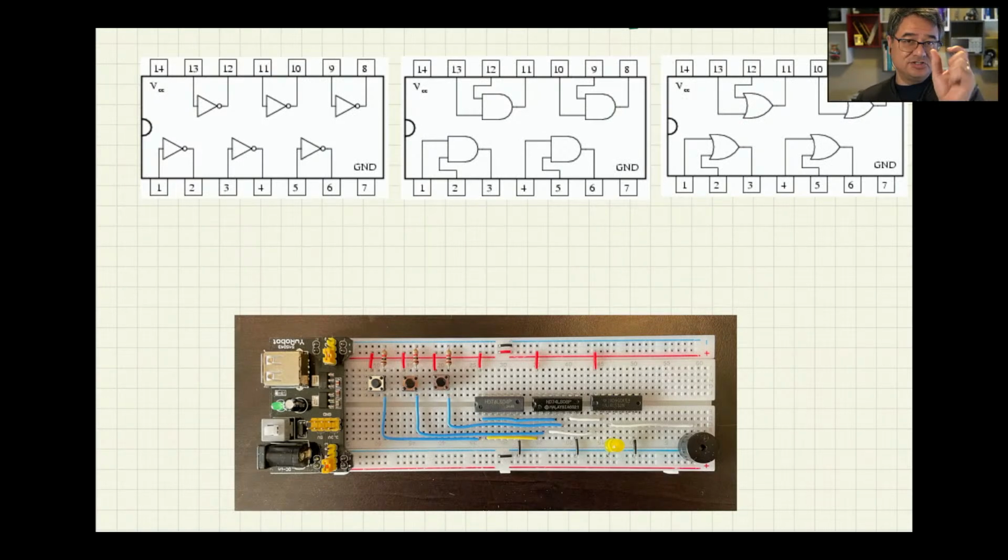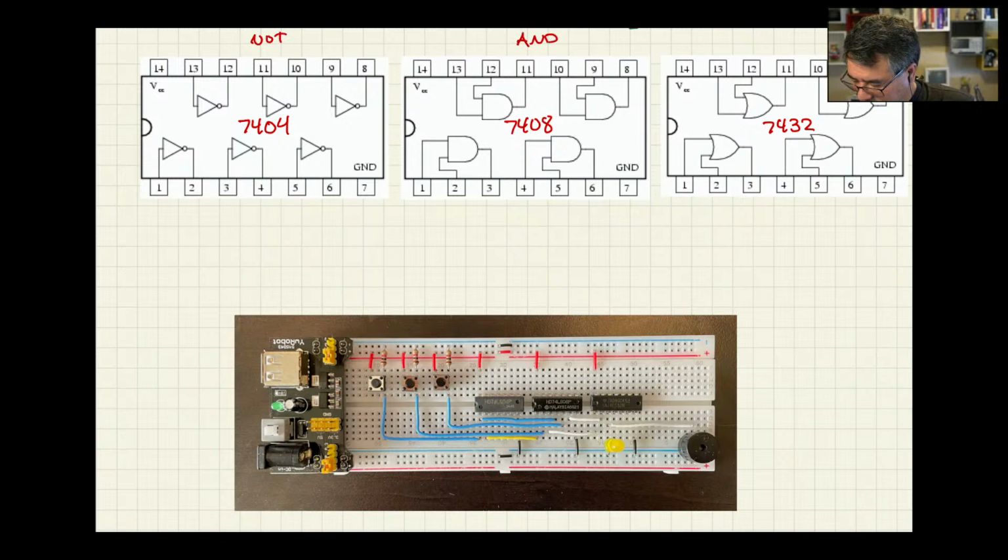Like I said, those chips inside contain just the fundamental building blocks like ANDs and ORs and NOTs. Typically you buy them, and those chips have like 4 or 6 actual logic gates inside of them. This one over here would be the 7404. This is the 7408, and this is the 7432. This one up here implements the NOT instructions. These are the ANDs, and these are the ORs.